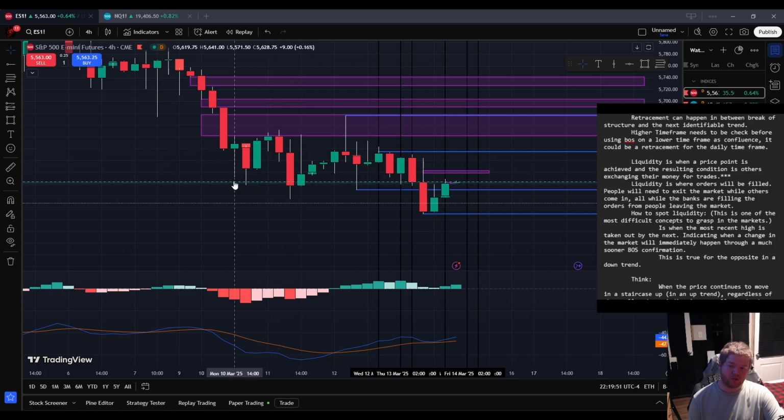It's when two lows are made in a downtrend, and we have one low here, and immediately after a short retrace, we have another low here. It's when those orders have been filled, and as a result, price pushes back up. He says it the way he says it here, and I say it the way I say it here. It's the exact same thing. It's achieved, and the resulting condition is others exchange the money for trades. Liquidity is where orders will be filled. People will need to exit the market while others come in, all while the banks are filling the orders from people leaving the market.